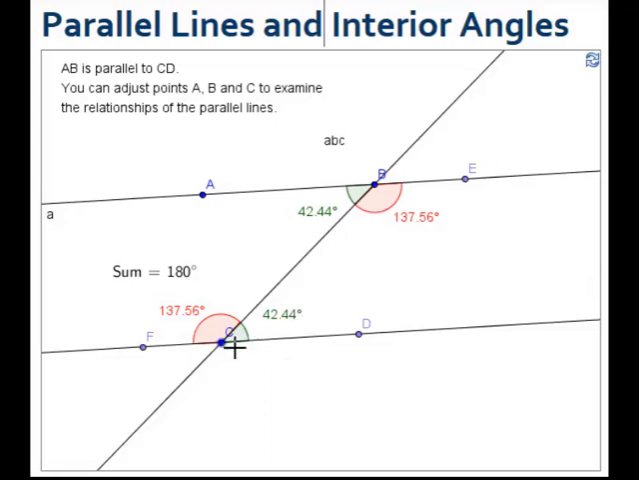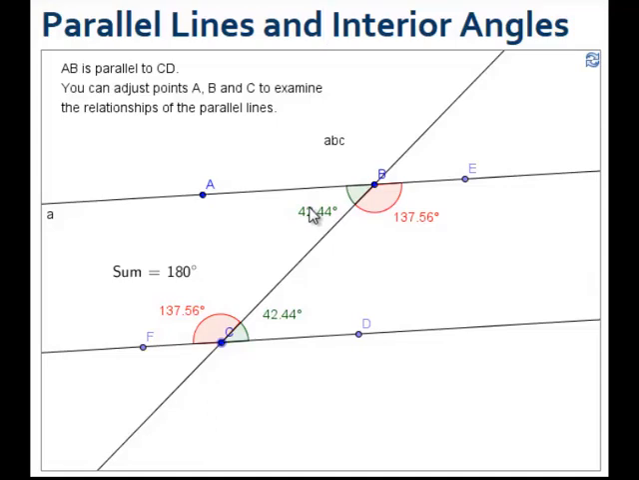By the way, if you go ahead and use the vertical angles to fill in these other angles here on the outside, you would also find that alternate exterior angles are always congruent. And then if you slid from here to here, you would see that corresponding angles are always congruent.